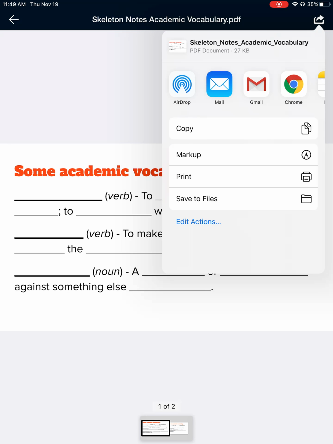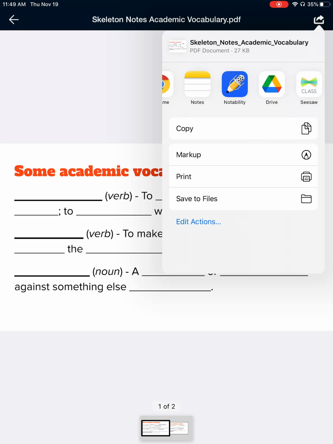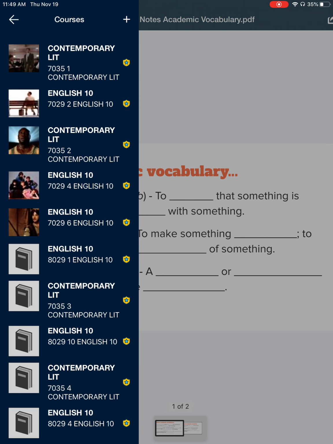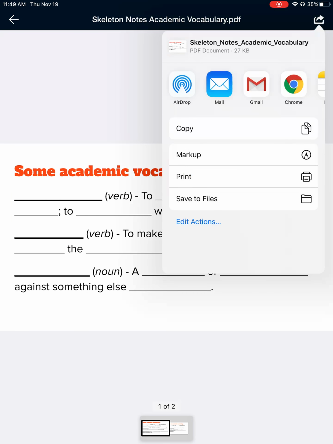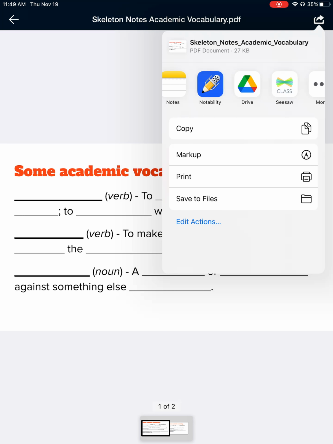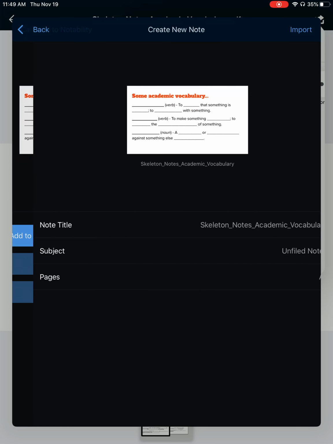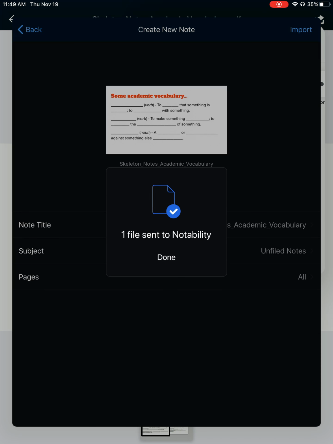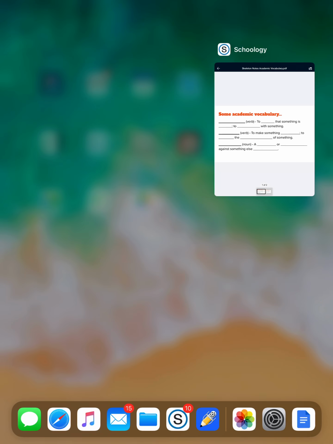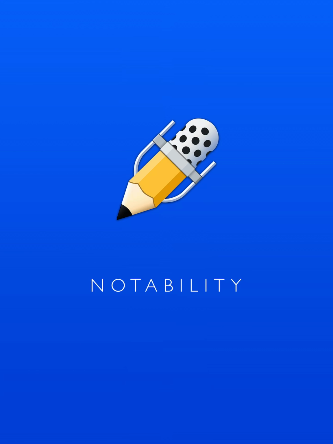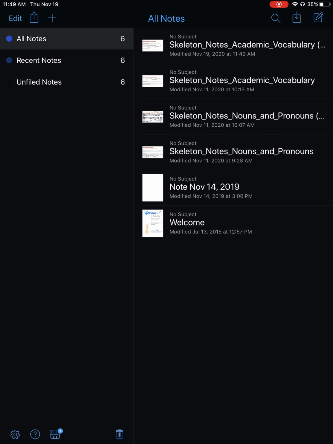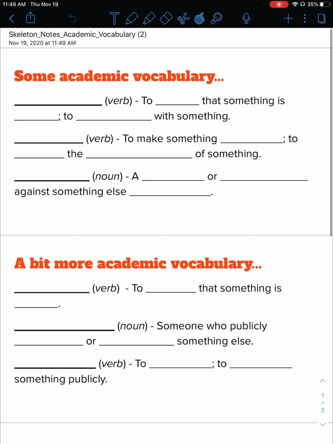I'm going to start by exporting this to Notability. Remember, you have to hit this little arrow up in the corner, then find Notability, click on that, and create a new note. Most of you know how to do this, but if you don't, just making sure we are aware. Now I'm going to go into Notability and open up my new academic vocabulary notes. Today we have 6 terms to talk about, okay?